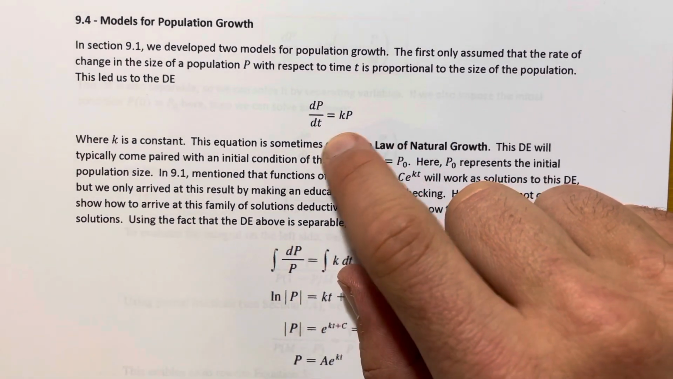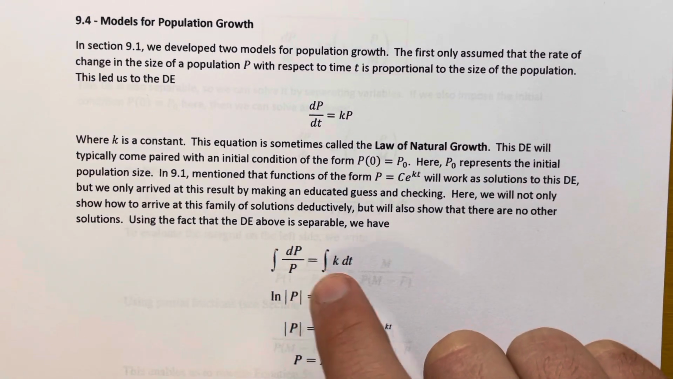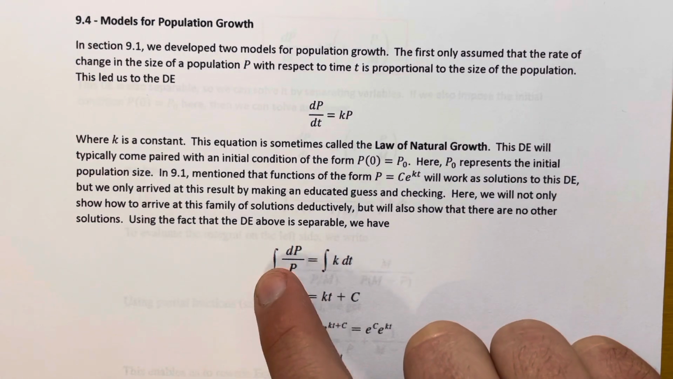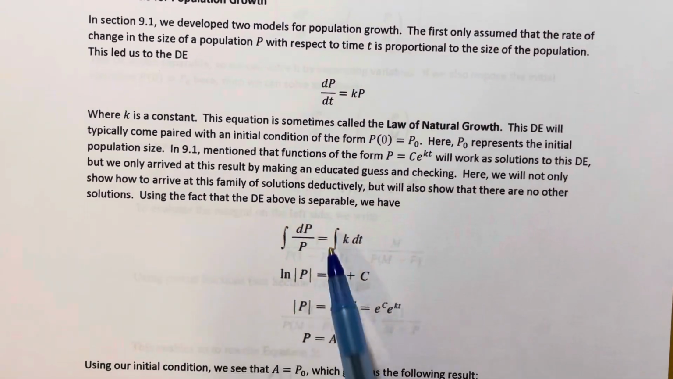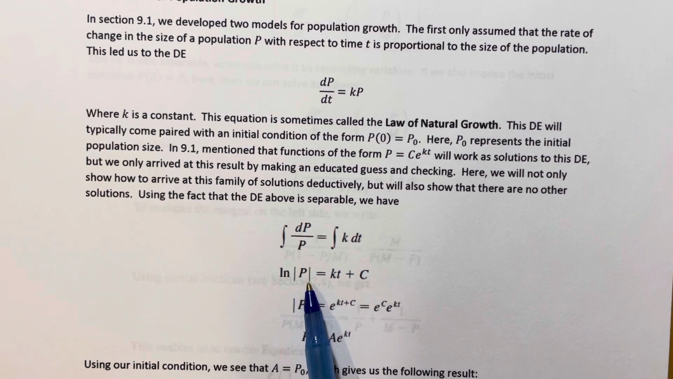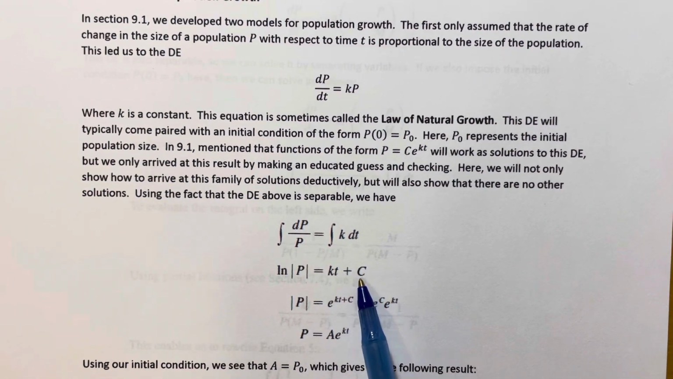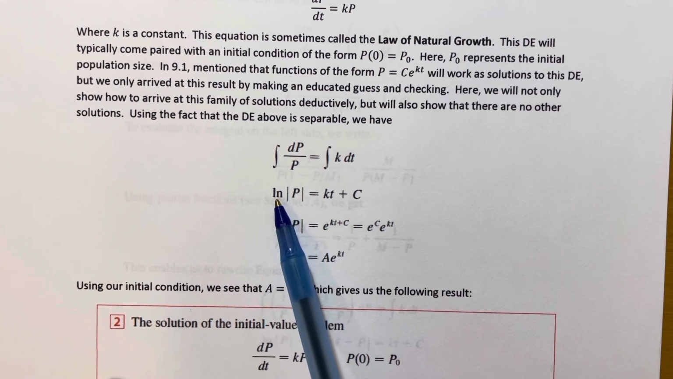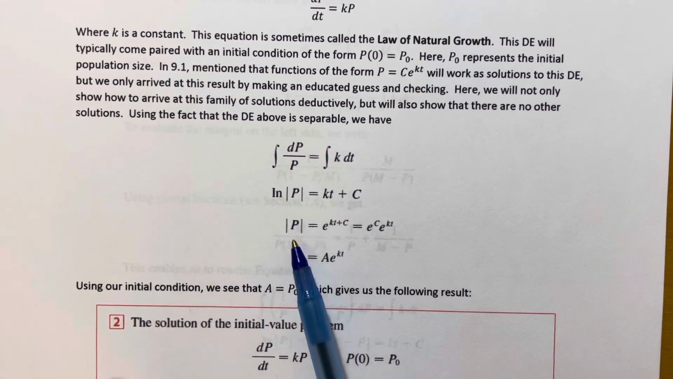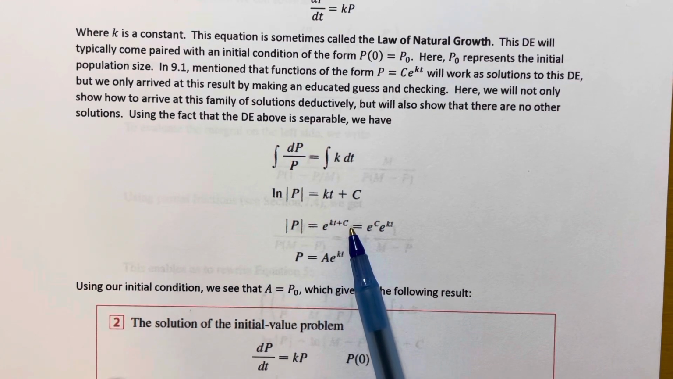Notice I can divide both sides by P, and I can multiply both sides by dt, which gives me dP over P equals k dt. And then I can integrate both sides of that, which is fairly straightforward to do. On this side, I get the natural log of the absolute value of P. On this side, I get kt plus my constant of integration C. And then I can take e to the power of both sides for the purpose of canceling that natural log out, leaving me with just the absolute value of P equals e^(kt+C).